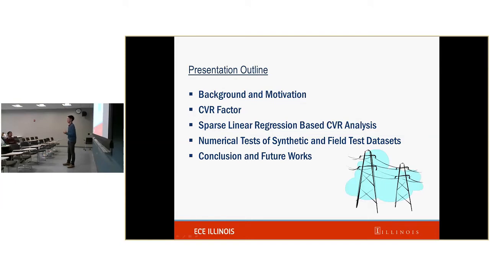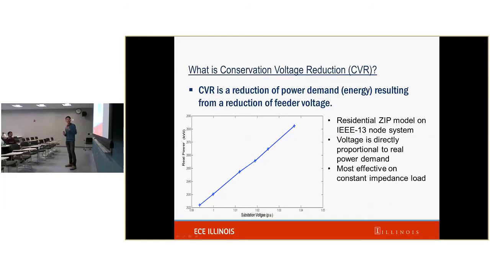So for the presentation outline, I will give you a little background and motivation about this research. And I will give you a more detailed analysis of what the CVR factor is. And then we're going to go into our methodology of sparse linear regression based CVR analysis. This is basically called LASSO, and I will mention it in later slides. And then I will show you the numerical analysis, with synthetic data and field test data sets from Ameren to show you the CVR factor. And lastly, I will conclude my talk with the conclusion and future works.